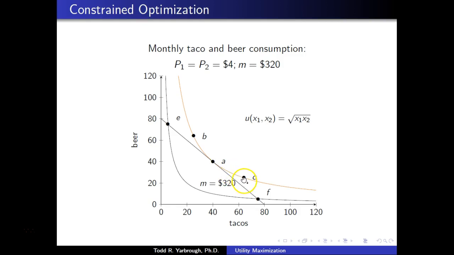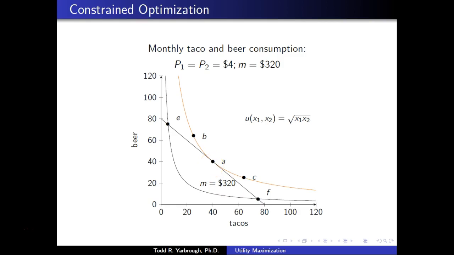Notice that both C and B give me the same utility level as A, but I cannot afford them. With A, I can both afford it and it allows me to consume on this high indifference curve. Otherwise, if I consumed E and F, I would spend all my resources, but I would do so inefficiently because I'm less happy at E and F than I am at A.